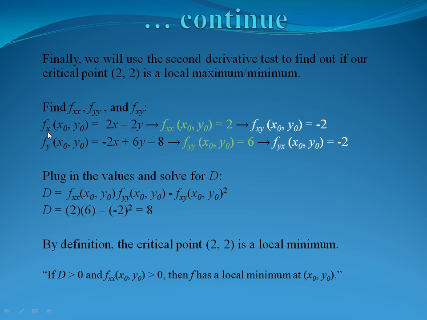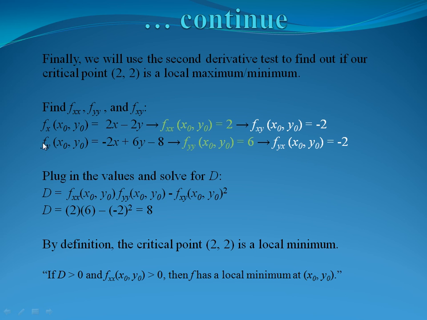If we take our first partial with respect to x, and then take the derivative with respect to y, the 2x term is a constant, so it's going to go away to 0, and the derivative of minus 2y with respect to y is minus 2. So the first mixed partial, f sub xy, is minus 2.